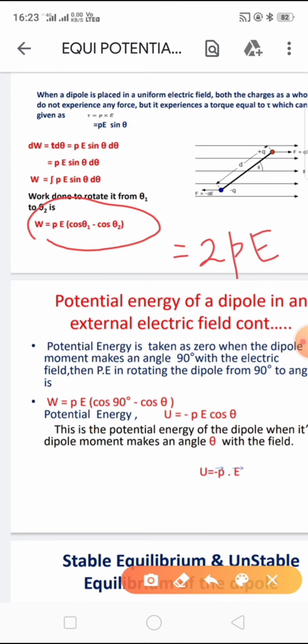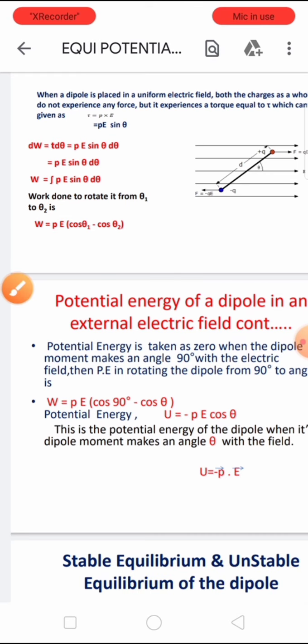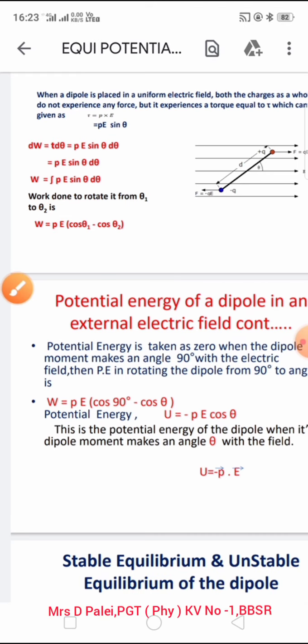So what is the work done to rotate the dipole from stable equilibrium to unstable equilibrium? It is equal to 2PE. Similarly, you can find it from the 0 potential energy state to the stable equilibrium state. Or from 60 degrees to 120 degrees, in that case you have to use this formula.